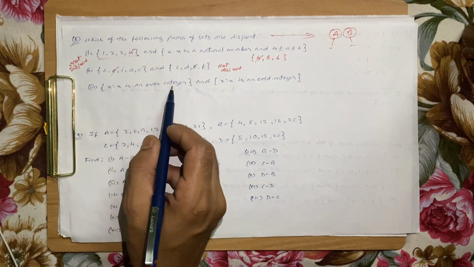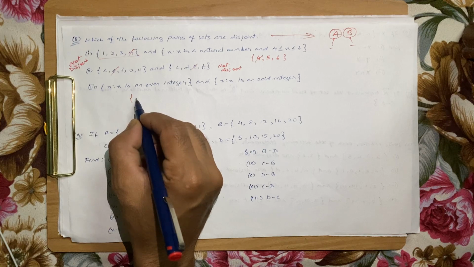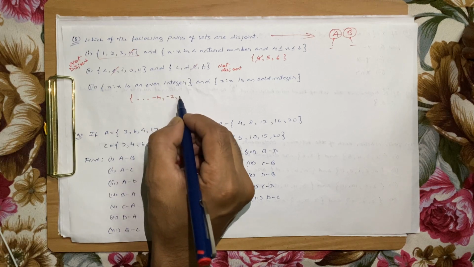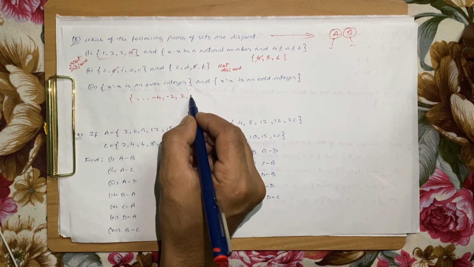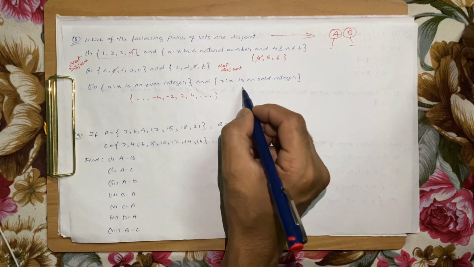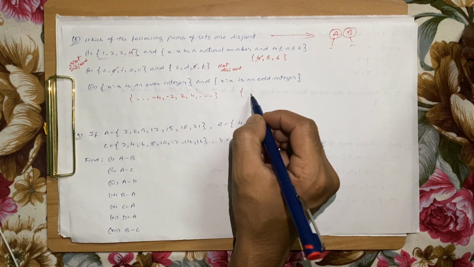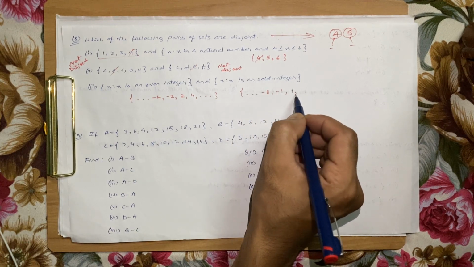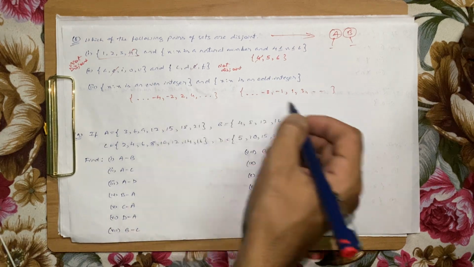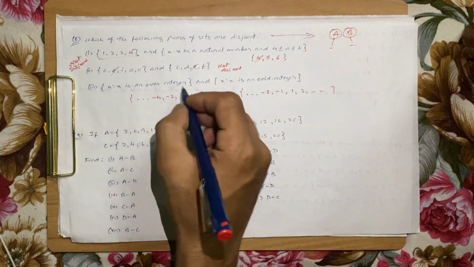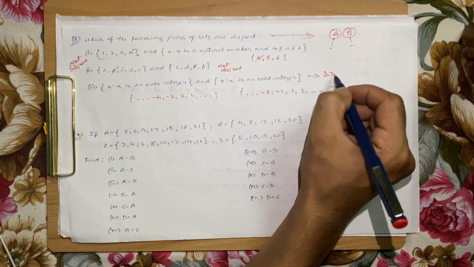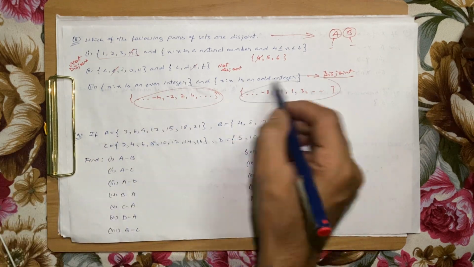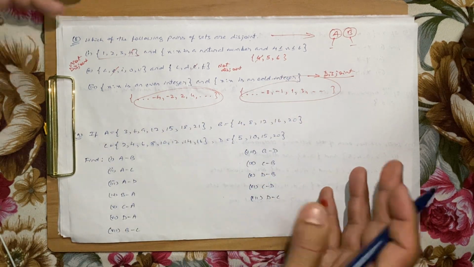Now the next one, x such that x is an even integer. What does even integer mean? It can be -4, then -2, then 2, and then 4, and so on. And x is an odd integer. Odd integer means what? -3, -1, then 1, then 3, and so on. So is there anything common between these two sets? Nothing is common. So these two sets are disjoint sets because they have no element in common. This set will have all the even numbers, this set will have all the odd numbers, and there is nothing common between odd and even numbers.